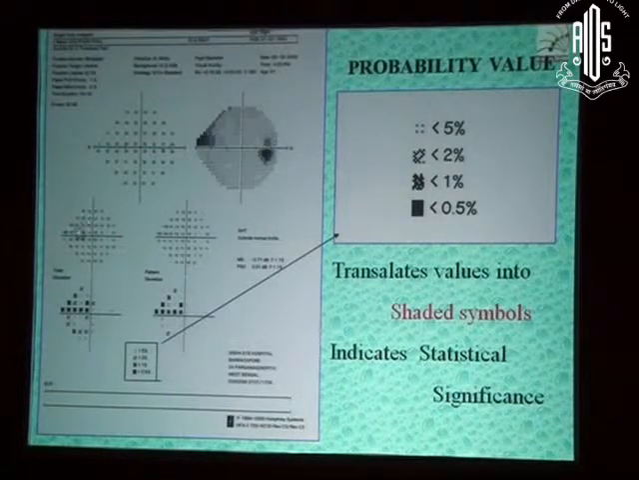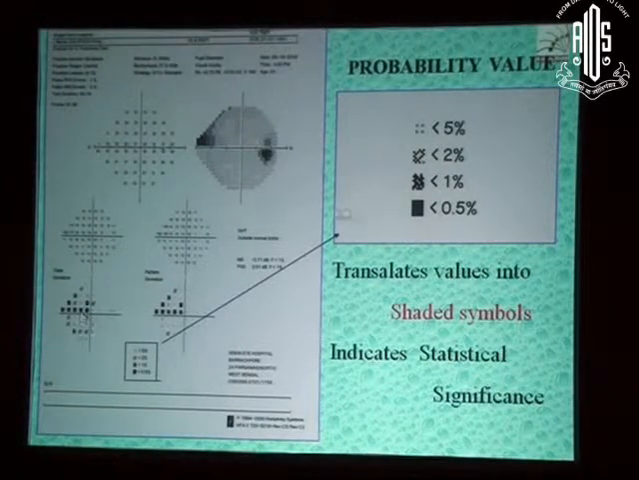But this deviation, whatever it is showing, whether it is significant or not, how can you know this? In the probability plot, it translates the value into a shaded symbol. It indicates the statistical significance. How does it indicate the statistical significance?